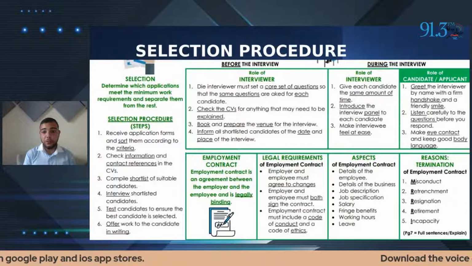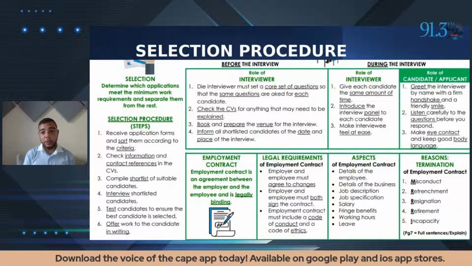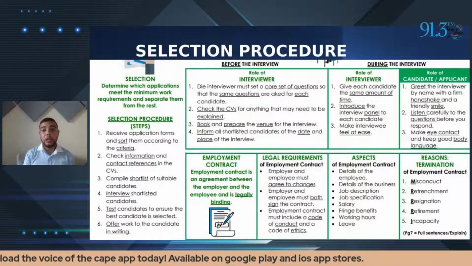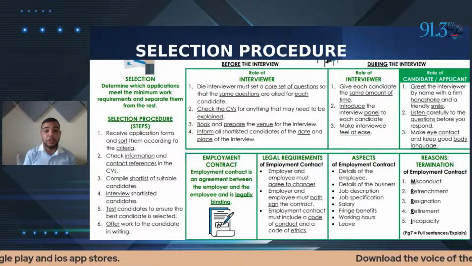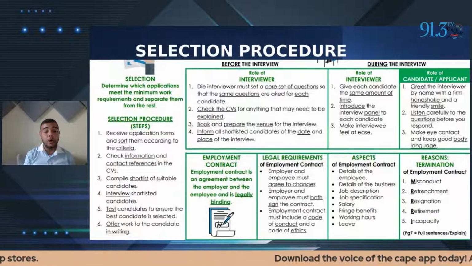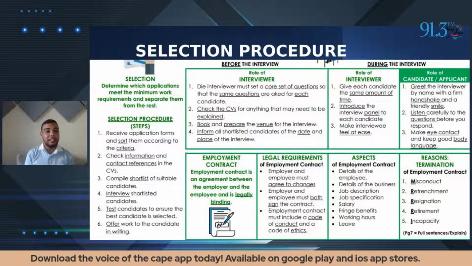The role of the interviewer: give each candidate the same amount of time. This is happening now during the interview. Introduce the interview panel to each candidate. So you will now introduce the interviewee to the panel of experts or those that are sitting on the panel. Make the interviewee feel at ease.